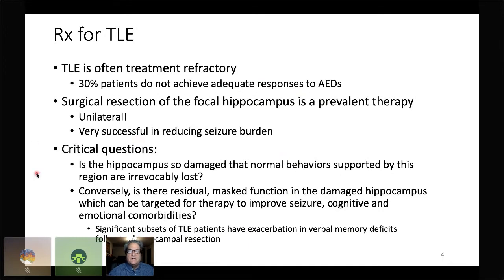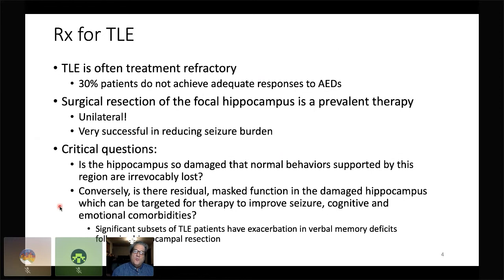The pediatric cases frequently get better because there's a lot of plasticity in the developing brain. But really the critical question for me, and what's driving this talk and this line of research that's been going on for several years in my lab, is: is the hippocampus so damaged that normal behaviors supported by this region are irrevocably lost? That's what you might expect and hope for, actually, if you're going to take it out. Hopefully the function is gone and you're not taking out functional tissue.